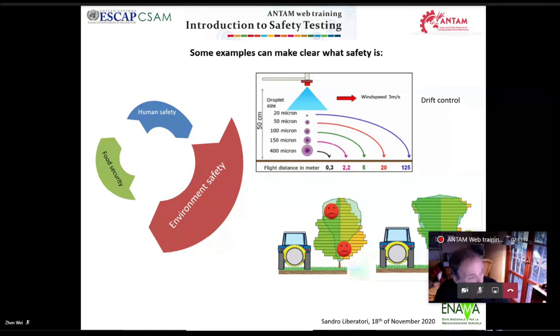Finally, we have food security, which is another big item. And we can go to the next slide, please.